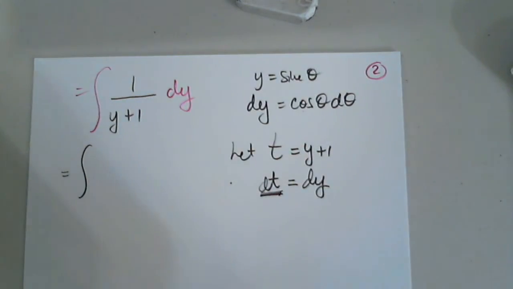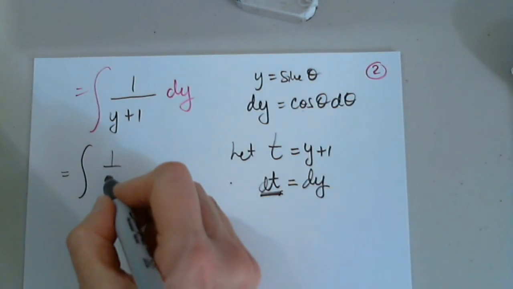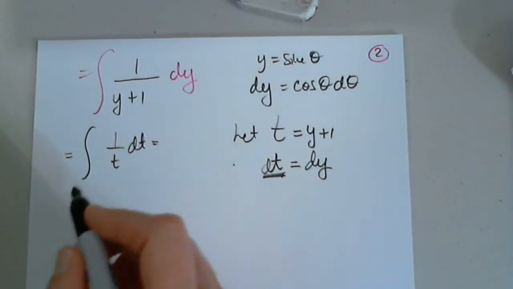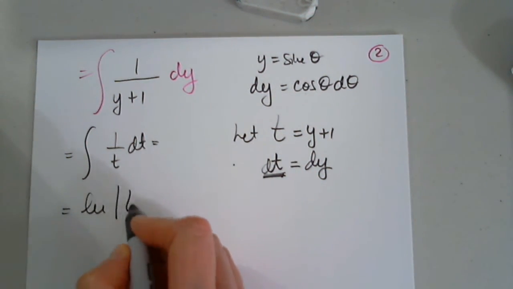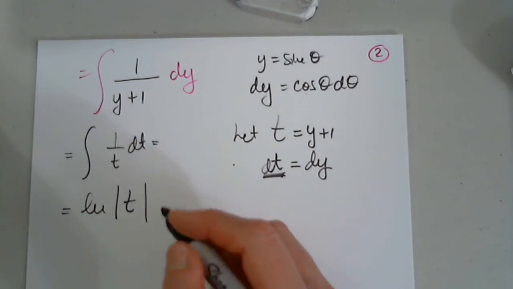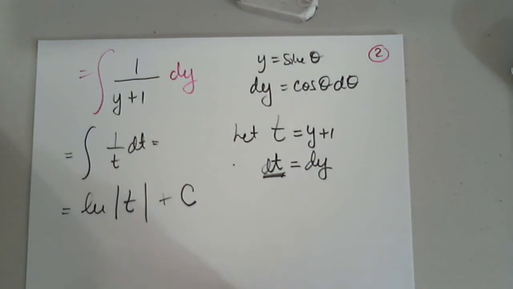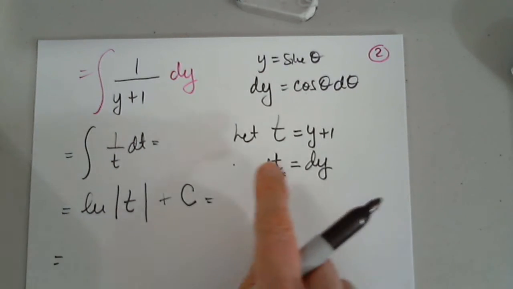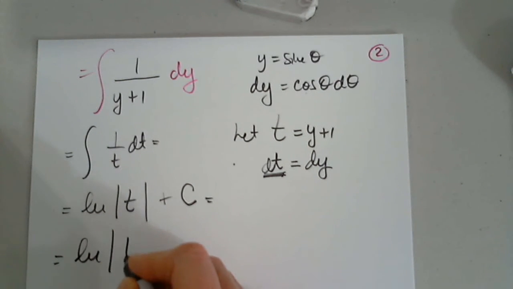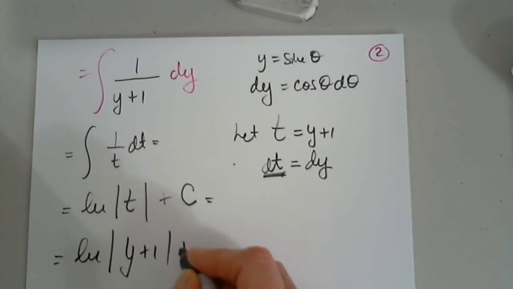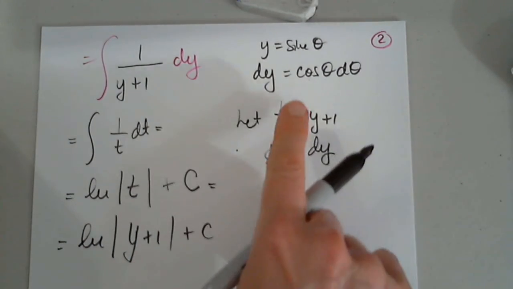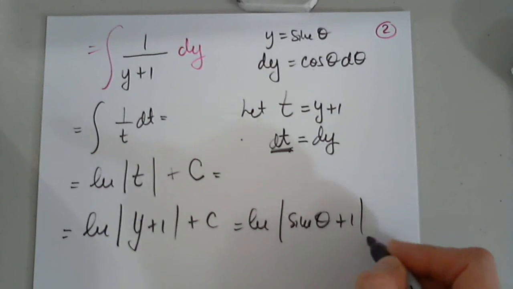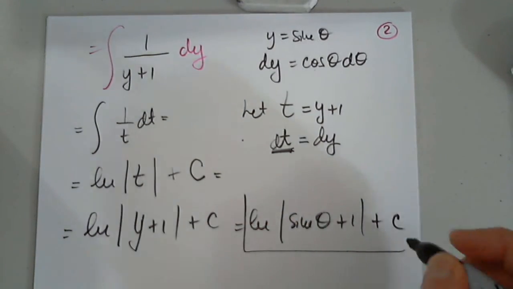So then I go back. Y plus 1 is t, so 1 over t dt. And now I know what this is, as you already told me. The natural log of the absolute value of t, of course, plus a constant c. I must trace back. What was t equal to? Y plus 1. So natural log of y plus 1 plus a constant c. What was y equal to? Sine theta. So natural log of sine theta plus 1 plus a constant c.